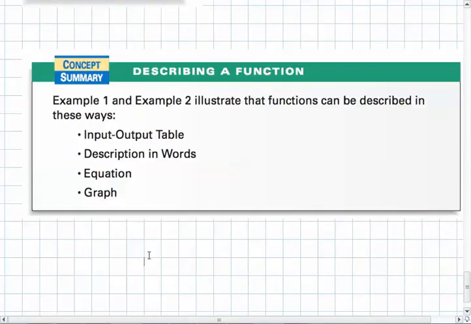It's important to realize you can describe a function in 4 primary ways. In an input-output table, you can describe it in words, you can describe it in an equation, and you can describe it in a graph. We're going to do a lot more with functions. I hope this video was helpful.